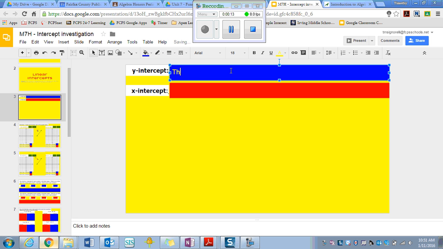The y-intercept is the location where the line will cross the y-axis. Whereas the x-intercept, that's the location where the line will go ahead and cross our x-axis.